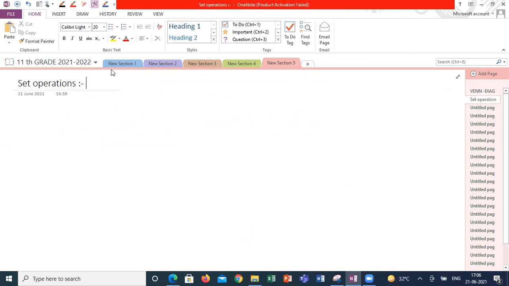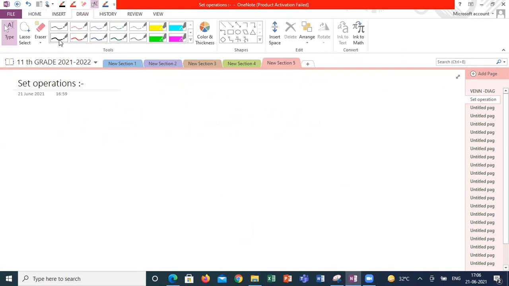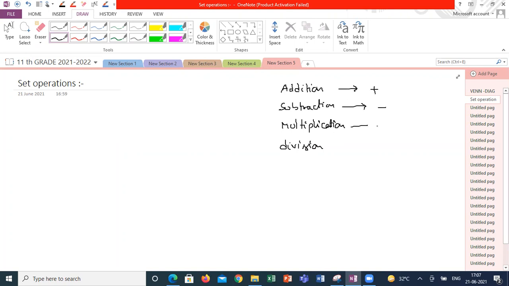This is nothing but like numbers. There are only 4 arithmetic operations we can do: addition, subtraction, multiplication, and division. Each one has a symbol. If any 2 numbers are related by this symbol, you have to add; by this one, subtract; by this one, multiply; and by this one, divide. That is what we did in our earlier classes.